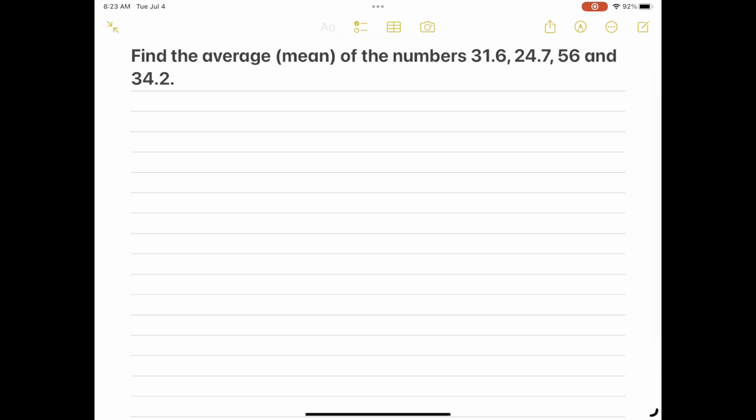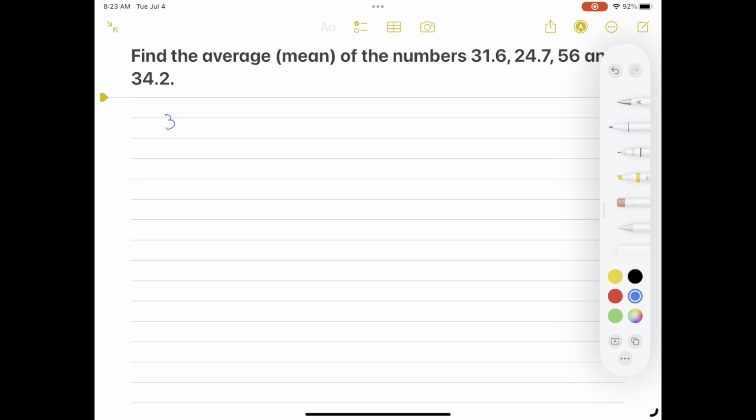Find the average mean of the numbers 31.6, 24.7, 56, and 34.2. To find the average of a set of numbers, you must add up all those numbers and divide by the number of those numbers. So in this case, we must add up 31.6 plus 24.7 plus 56 plus 34.2 and divide the sum of all those numbers by 4, since there are a total of 4 numbers.